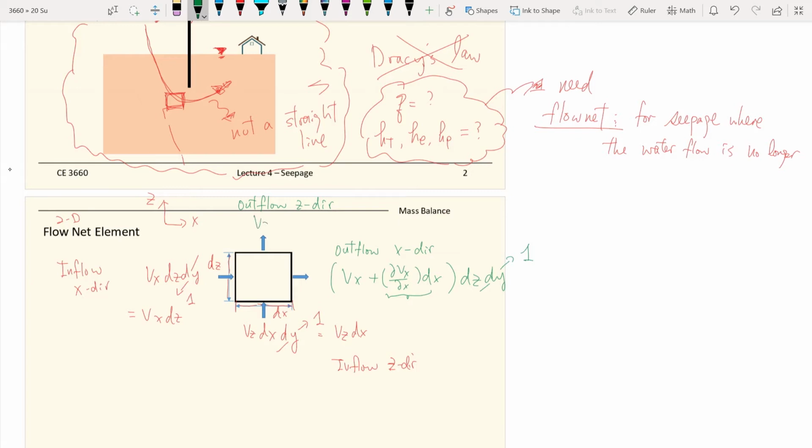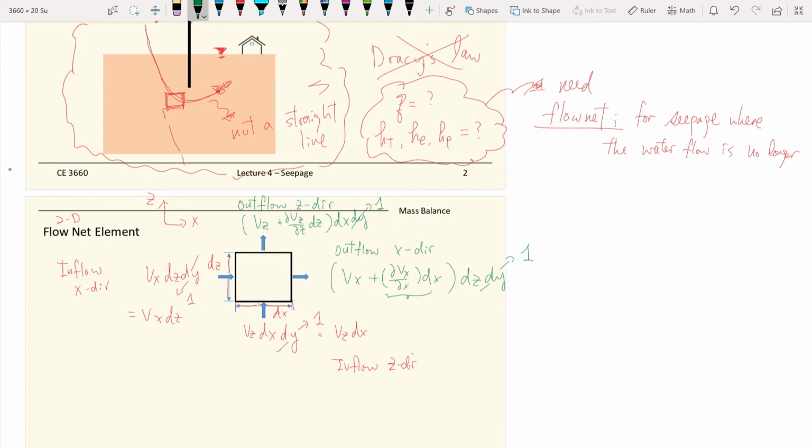we have vz, the velocity in the z direction, plus the change that takes place when you travel through these elements. So it will be the change of velocity, dvz divided by dz, and then times the dimension dz. And this change of velocity within the parenthesis here, times the area, which will be dx times dy, and dy is equal to 1 again.